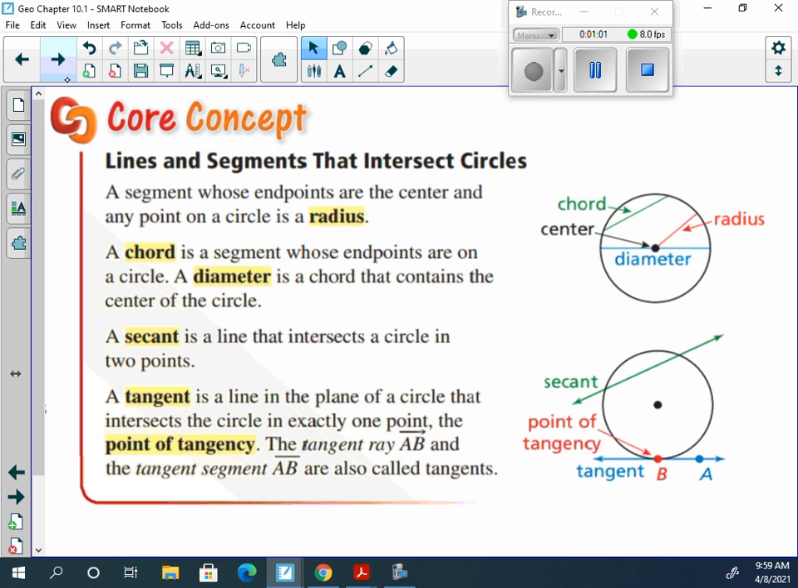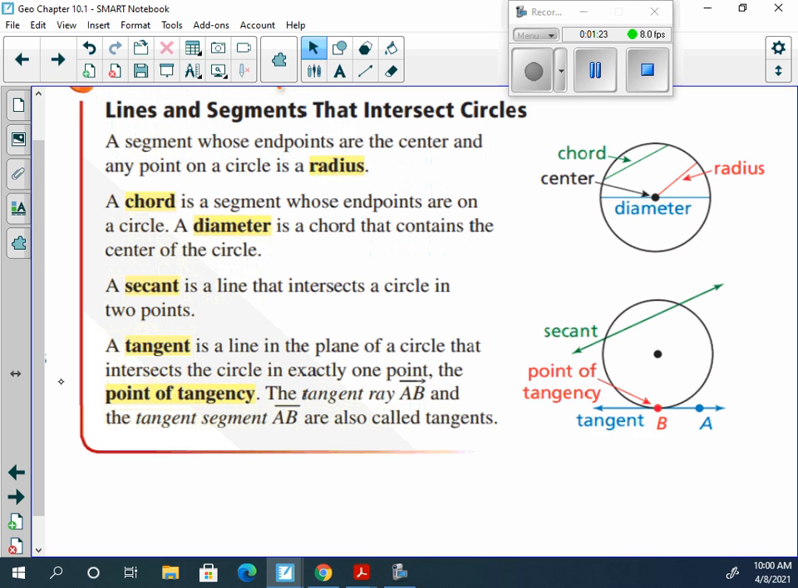Now, a chord is a segment whose endpoints are on the circle. It doesn't matter where they're located. As long as the two endpoints are on the circle, it is considered a chord. Now, we have a specific type of chord, which is called the diameter. And the diameter is a chord, a line connecting two points on the circle, but it goes through the center of the circle. So that's our radius, chord, and diameter.